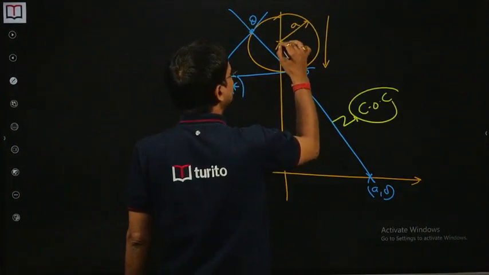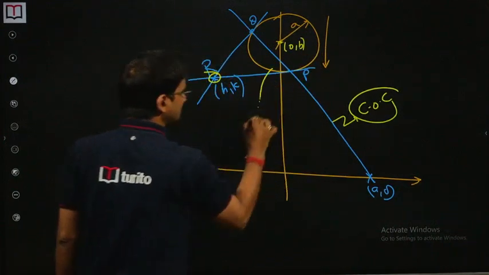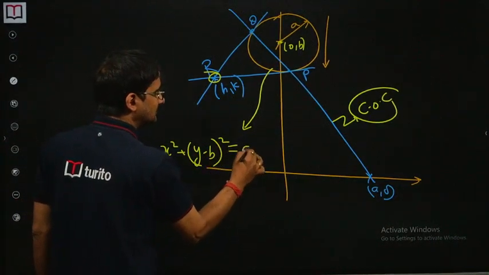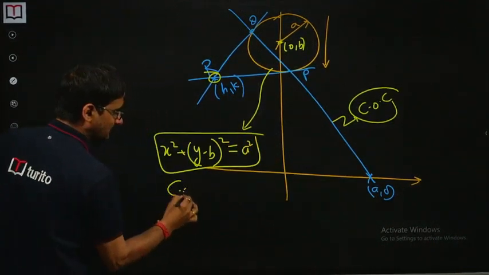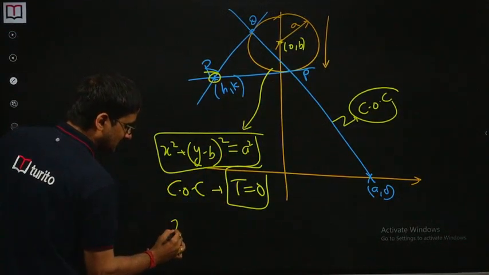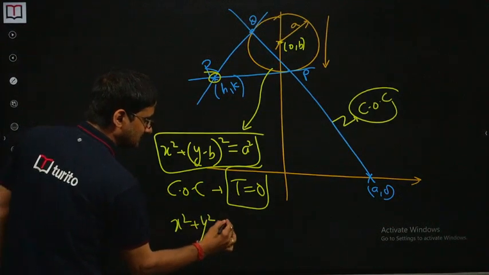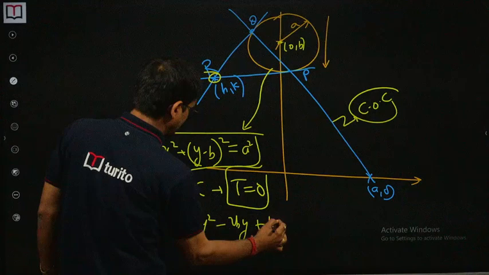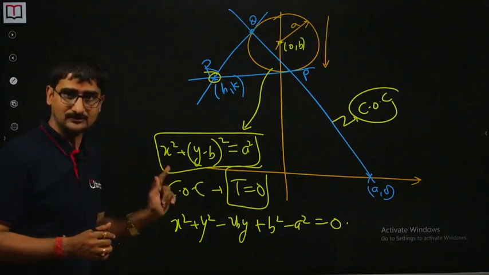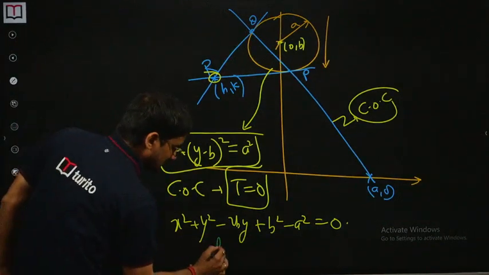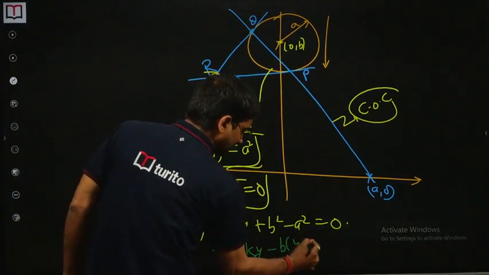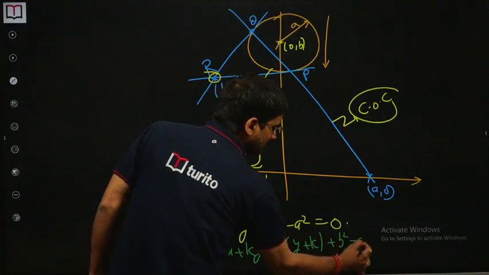Now let's say this center is (0, b). So the equation of the circle is x square plus (y minus b) whole square is equal to a square. Now the equation of the chord of contact is capital T equal to 0 with respect to (h, k), plus b square minus a square equal to 0. So hx plus ky minus b times (y plus k) plus b square minus a square equal to 0.